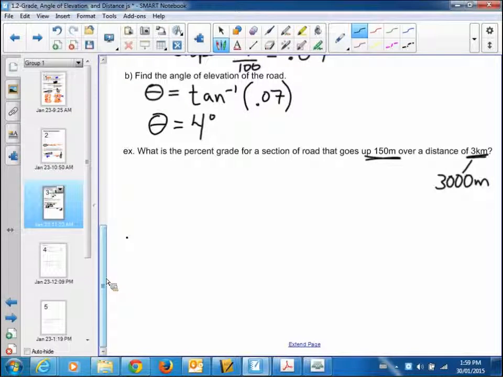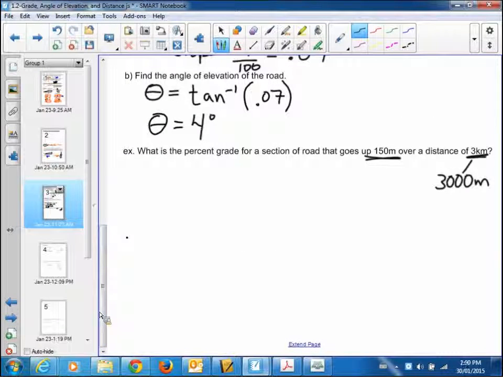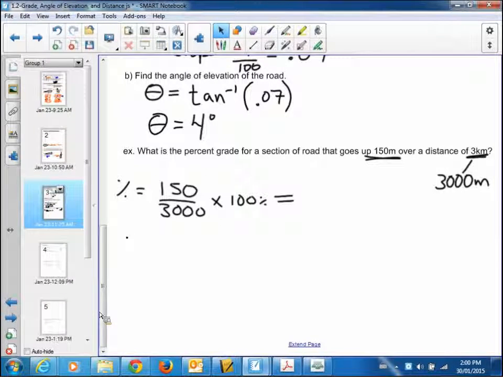You good? Okay. So, percent grade, let's go back. What is percent grade? It's the rise over the run, it's the slope, times 100. So I get the rise over run. It goes up 150. So 150 over 3,000. Then I multiply it by 100 to make it a percent. Alright, you guys are going to tell me the answer. Then our books will be closed.